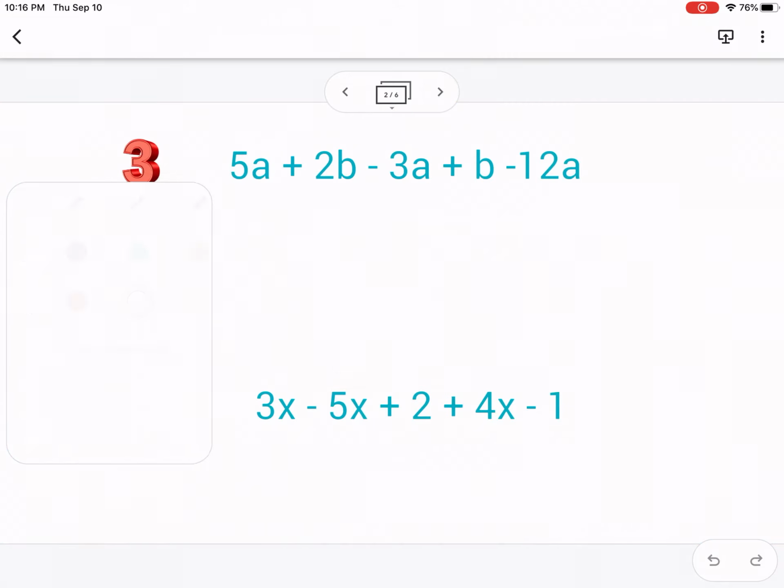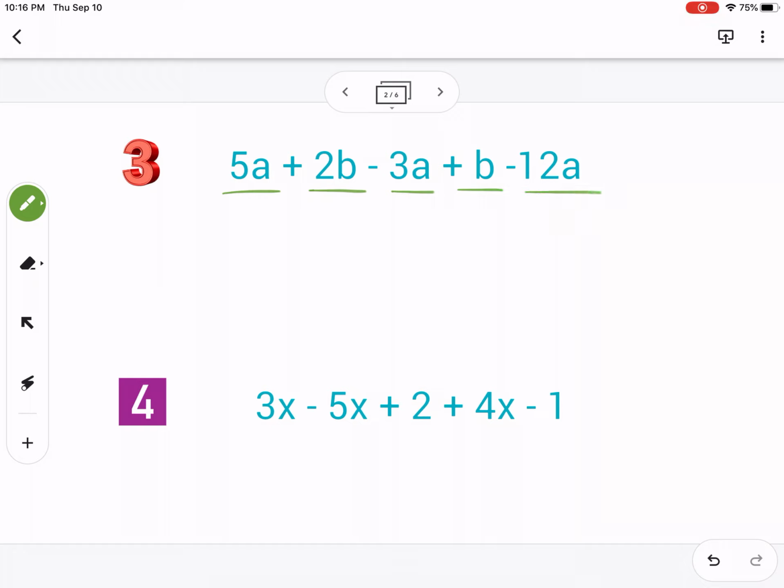All right, example number 3. Go ahead and copy it down. As you guys are copying these examples down, pause the video. Right? So always pause when you need to copy something and then press play again. So here we go. We've got 1, 2, 3, 4, 5 terms. 5 terms. Some of them are like terms. They are all variables, but some of them are like variables.